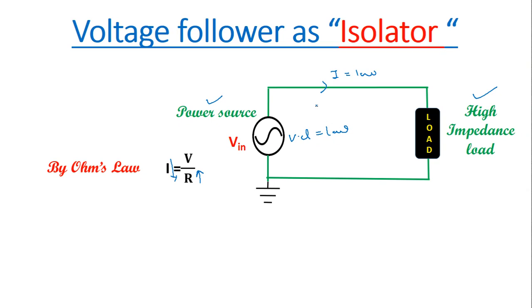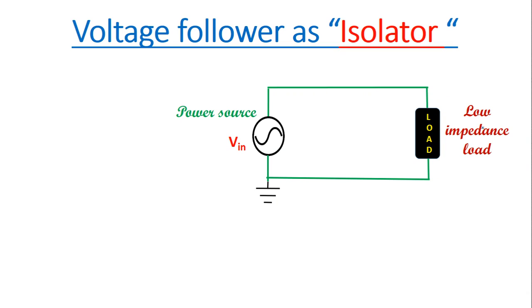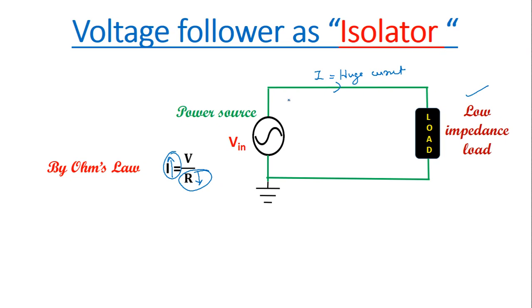Now we assume that the power source is feeding a low impedance load. In this case, again by Ohm's law, I is equal to V by R. If resistance decreases, the current increases. So for feeding the low impedance load, high current will be required. A huge amount of current will flow, so the drop across the supply circuit will be more, and power consumption will be more. So more power will be taken from the power source.